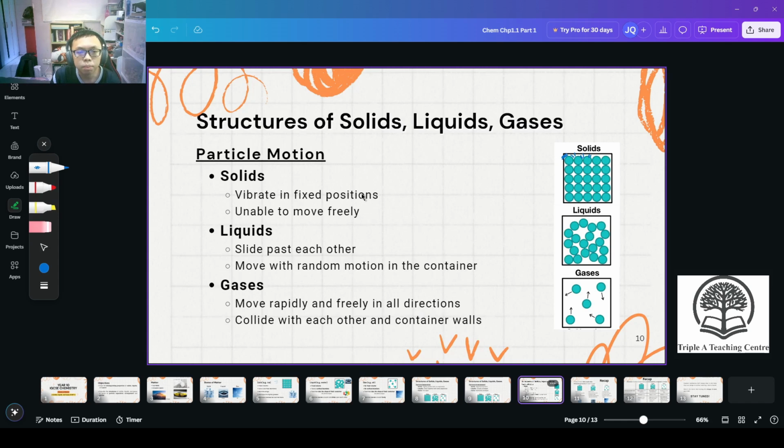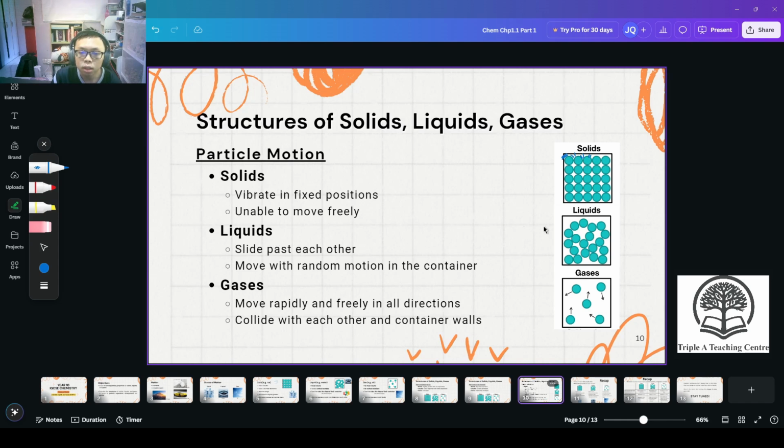So in terms of particle motion, for solids, the particles are vibrating in a fixed position and unable to move freely. Yeah, because there are no spaces, they cannot move at all. So they can only vibrate in their own position.